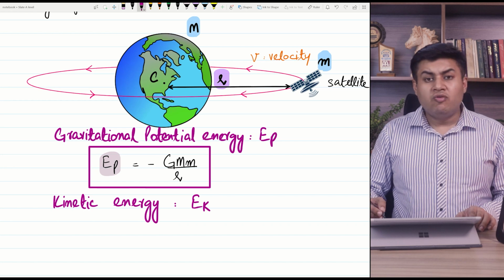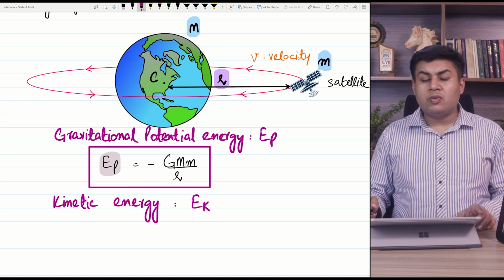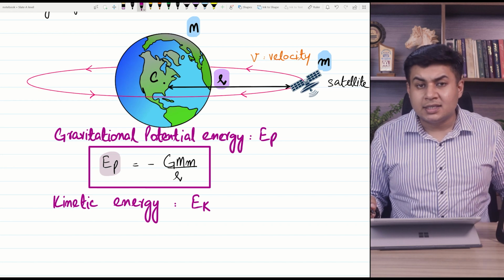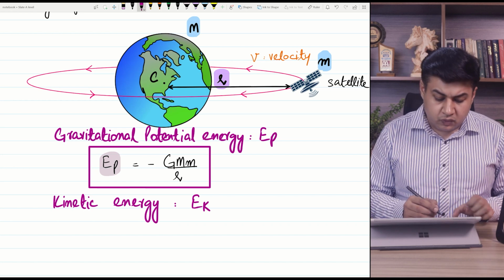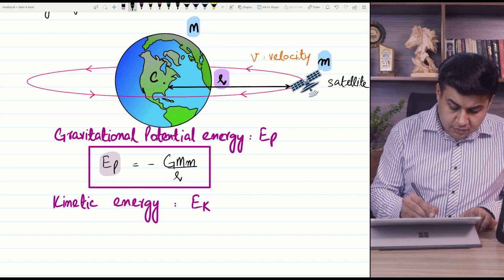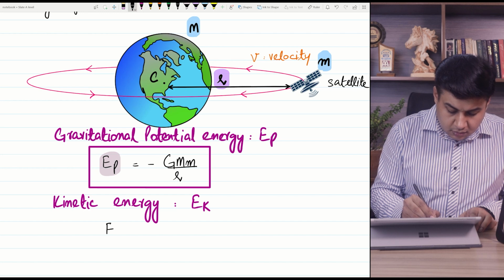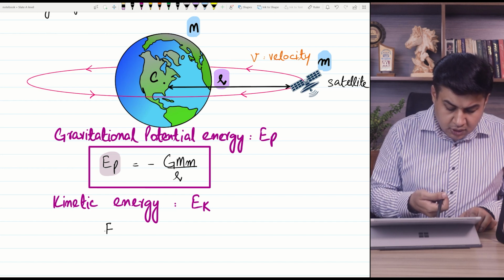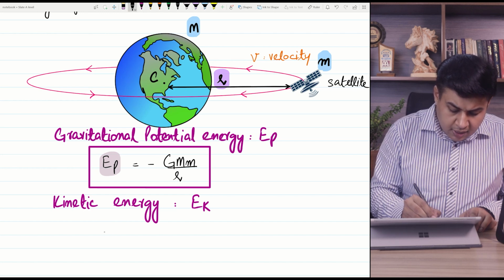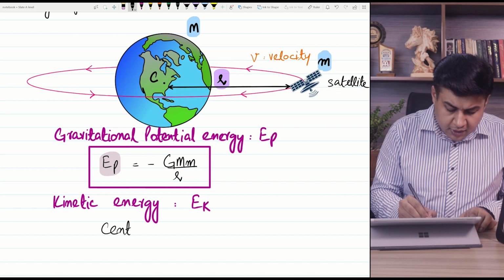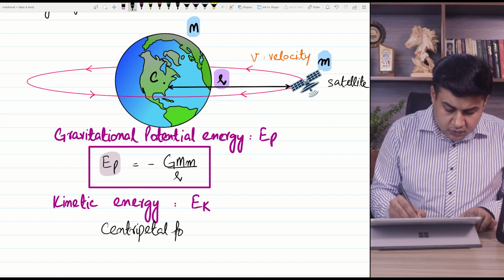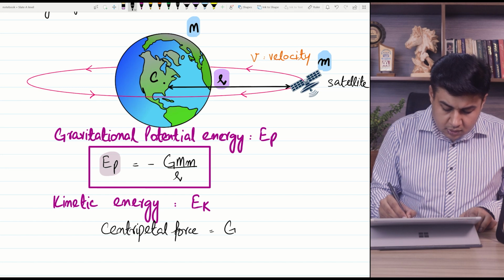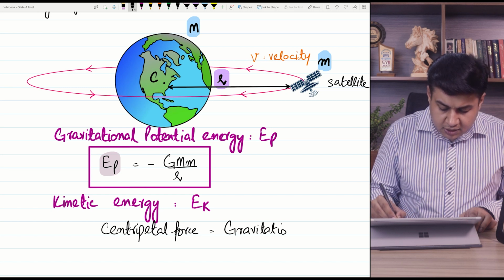So here, which force is responsible to provide centripetal force to satellite? Definitely, the gravitational force of Earth is providing centripetal force. So you will write gravitational force is equal to centripetal force, or you can write centripetal force is equal to gravitational force.